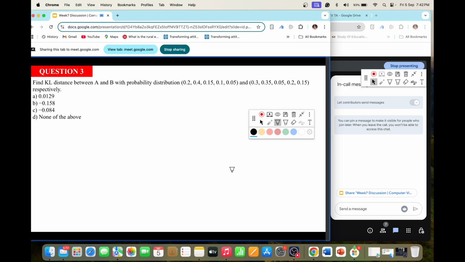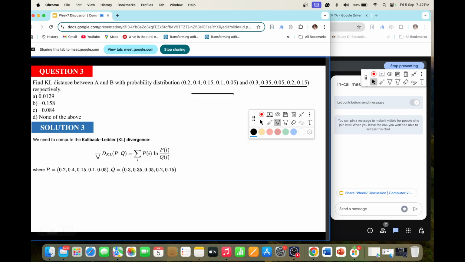Now find the KL distance between A and B with the probability distributions given, this and this respectively. Very easy, just apply the formula. This is the KL divergence formula, dKL, given by sigma over i of pi ln pi by qi. We have these pi values p1, p2, p3, p4, p5, and these qi values q1, q2, q3, q4 and q5. You can just find out this sigma pi ln pi by qi.